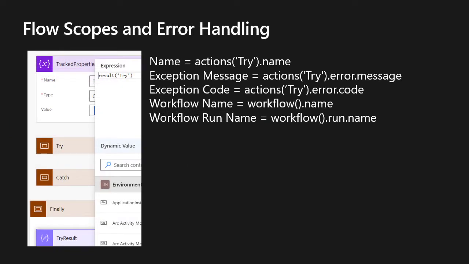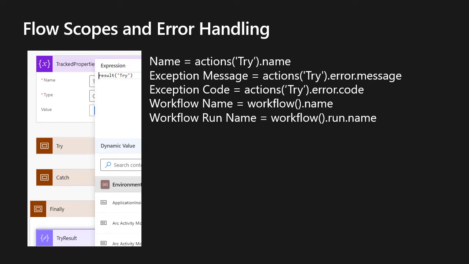Flow scopes and error handling. As we mentioned before, flow scopes allow us to add multiple actions within a container. If you look at this image on the left, you can see three actions or blocks here: one called try, one called catch, and one called finally. You can see the box within a box is the icon to help us understand this.